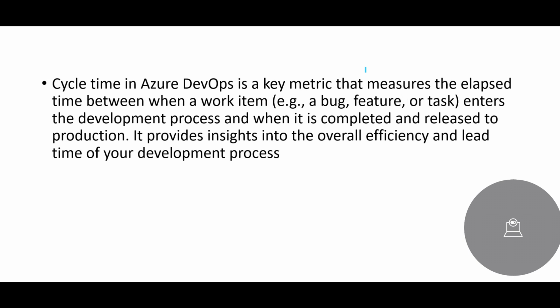Okay, great. Enough of knowledge. Cycle time. What is cycle time? It's a key metric that measures the elapsed time between when a work item enters the development process and when it is completed and released to production. That means the time developers are working on it, that is your cycle time. Somebody says, hey, what's your cycle time for this kind of story card? It can be 2 days, it can be 3 days. That is the cycle time.